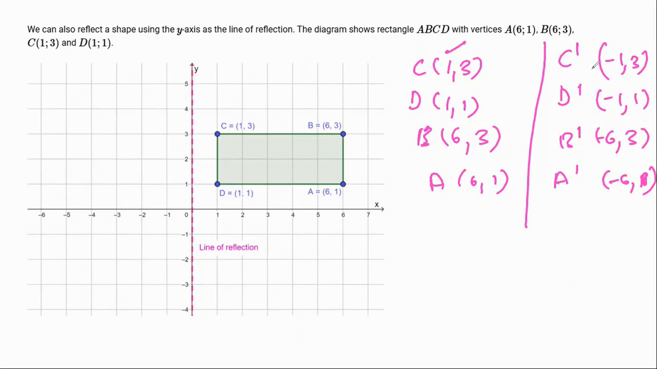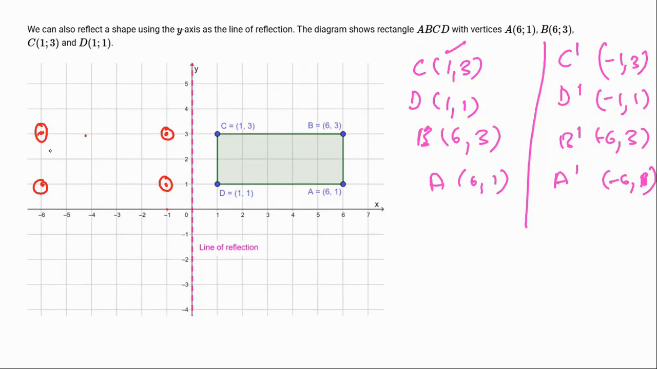Let's draw it. C dash, minus 1, 3. So minus 1 of x and 3 of y. Okay, that's my first point. Minus 1, 1, minus 1 of x and 1 of y. So that's my second point. Minus 6, 3, minus 6 is here, and y is 3. Minus 6, 1, minus 6 and 1 of y. So that's my next point.